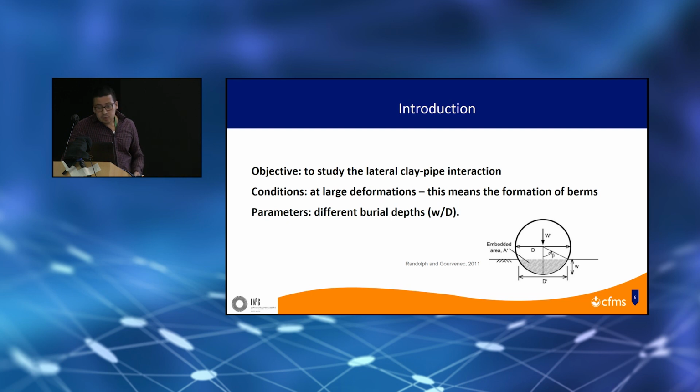So with that being said, the objective of this research was to study the lateral clay pipe interaction. The centrifuge experiments performed consider large deformations. This implies the formation of the berms shown previously. And the parameters which were varied were basically the undrained shear strength of the seabed and the different burial depths, which is the relationship between the burial of the pipeline and the diameter of the pipeline.